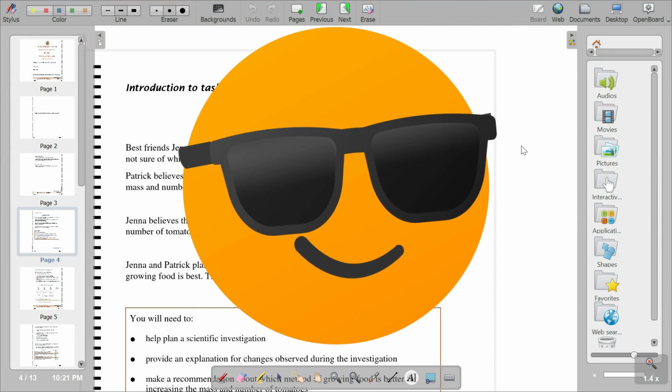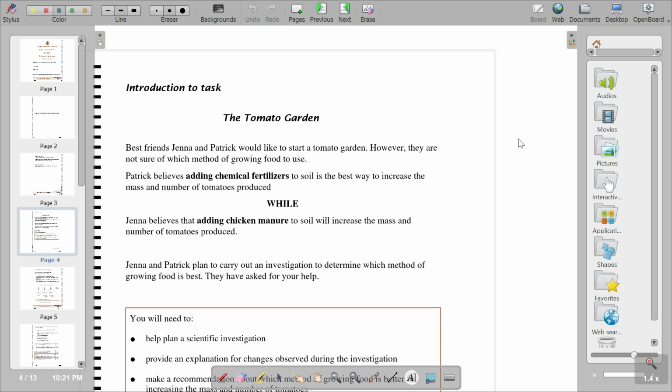Okay, so introduction to task, the tomato garden. Best friends, Jenna and Patrick, would like to start a tomato garden. However, they are not sure of which method of growing food to use. Patrick believes adding chemical fertilizers to soil is the best way to increase the mass and number of tomatoes produced, while Jenna believes that adding chicken manure to soil will increase the mass and number of tomatoes produced. Jenna and Patrick plan to carry out an investigation to determine which method of growing food is best. They have asked for your help.